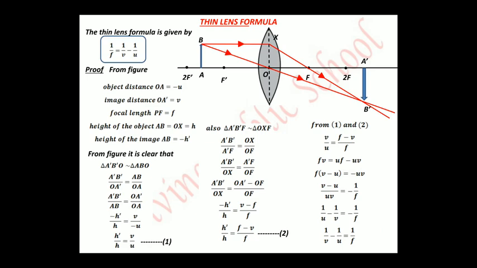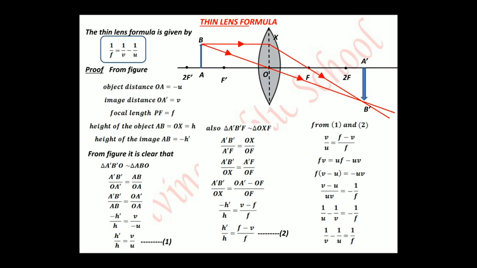Now uv is transferred to the left hand side, f is transferred to the right hand side, we are going to have v minus u upon uv, which is equal to minus 1 upon f. Or if uv is distributed on v and u, we are going to have 1 upon u minus 1 upon v is equal to minus 1 by f. By adjusting the negative sign, we get 1 upon v minus 1 upon u is equal to 1 upon f, which is the required formula which we wanted to prove. So in this manner, the thin lens formula is proved.